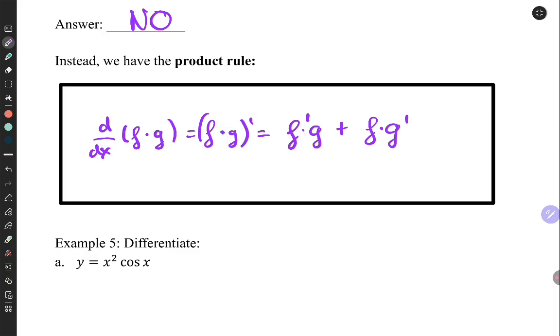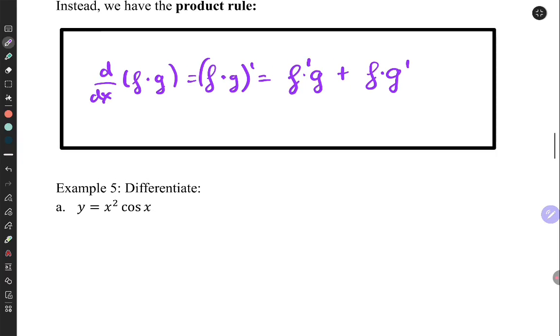First, you have to verify whether you have a product, addition, subtraction, or quotient. Clearly, right here you see a product. Where do I put the dot? In the middle between these two. So the x squared is f, the purple one, and the cosine is g, the black one.